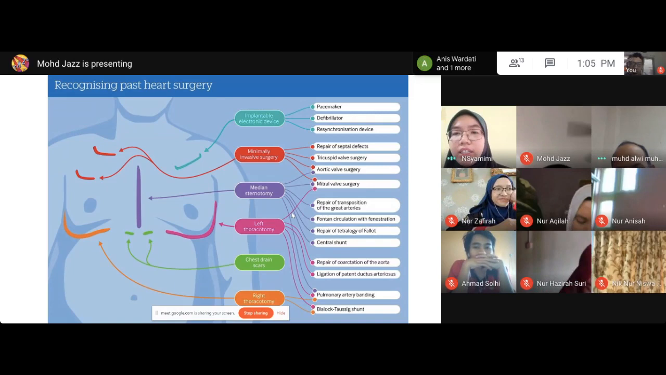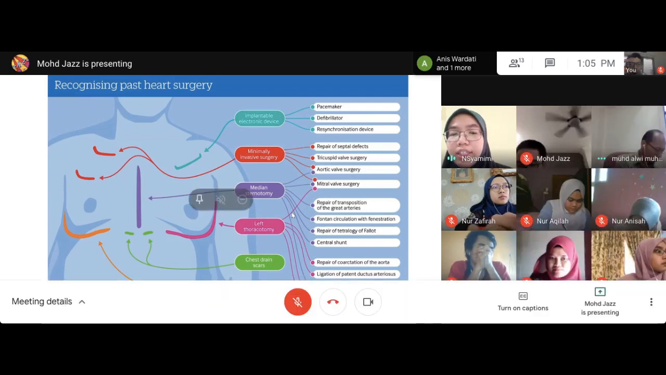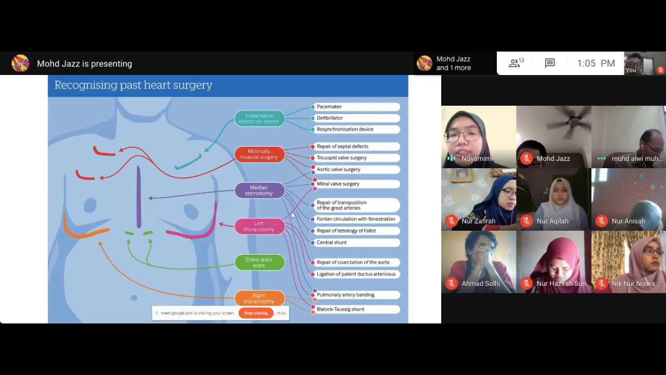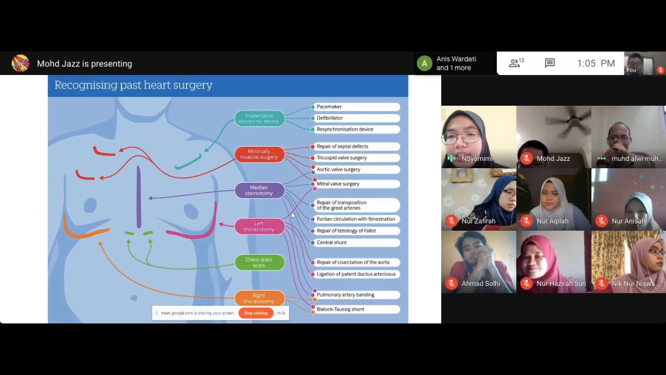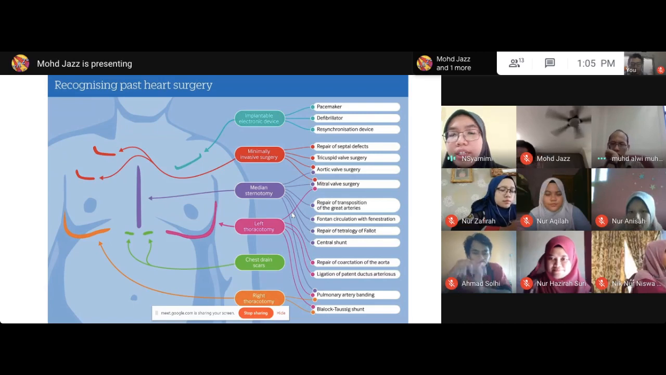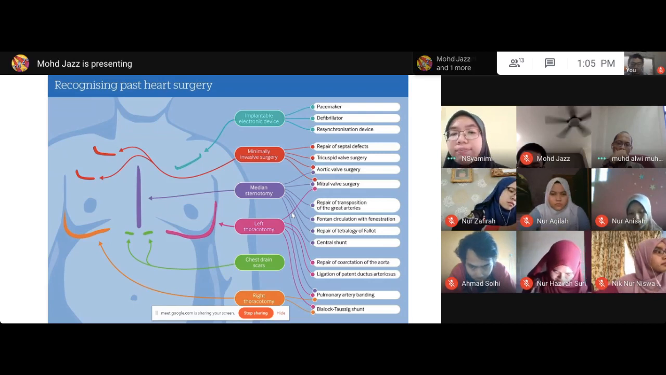Okay, and the next one is central shunt. We also do median sternotomy incision. It is done whenever the Blalock-Taussig shunt has failed. And the last one is pulmonary artery banding. It was used in the past in case of ventricular septal defect and transposition of great arteries. The pulmonary artery banding we do in order to reduce the pulmonary blood flow so that there is no pulmonary hypertension, because in VSD and TGA there is pulmonary hypertension. But we no longer use the pulmonary artery banding. Okay, that was good.